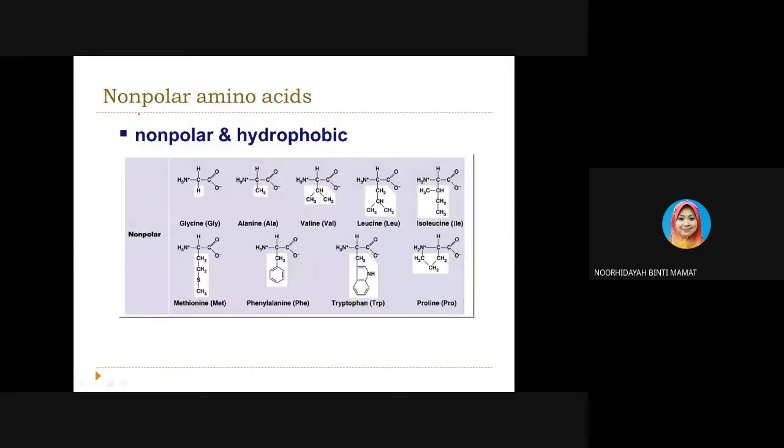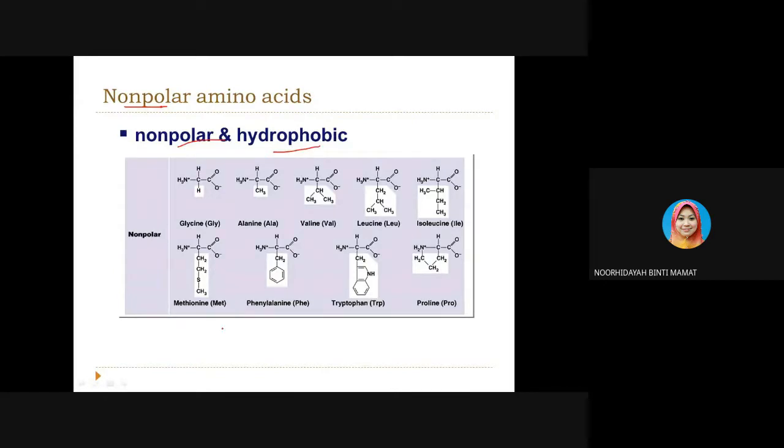Okay, so the amino acids can also be categorized into non-polar and polar amino acids. When talking about non-polar, these are the elements that have no charge. They don't have charge. So a non-polar amino acid is an amino acid that doesn't have any charge. So the non-polar ones are also hydrophobic.